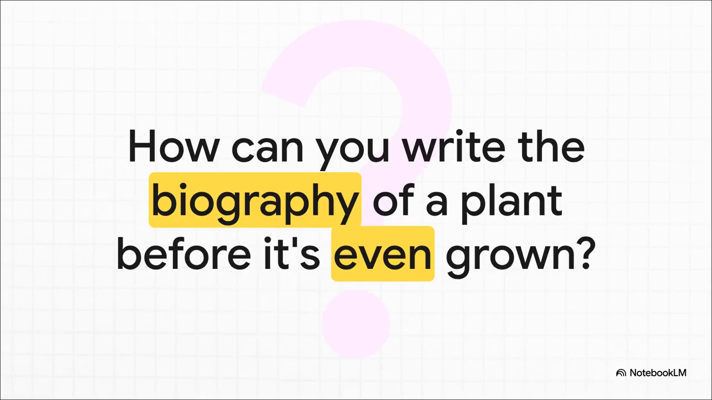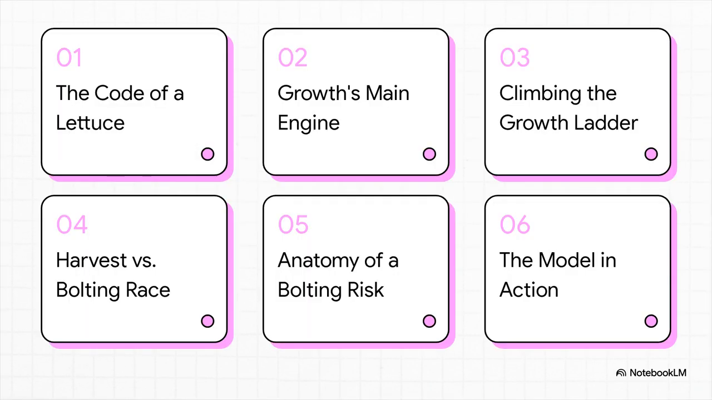The answer is in what you could call its biological source code. Today, we're going to dive into a model that uses just 15 equations to simulate the entire life of a lettuce plant. It's called a phenology model, which is really just a powerful way to translate biology into the language of mathematics. So here's the game plan.